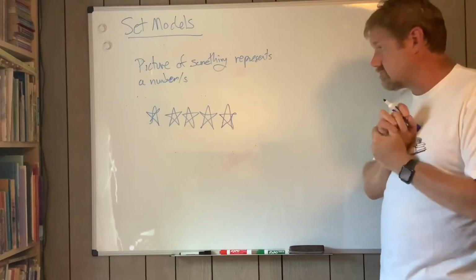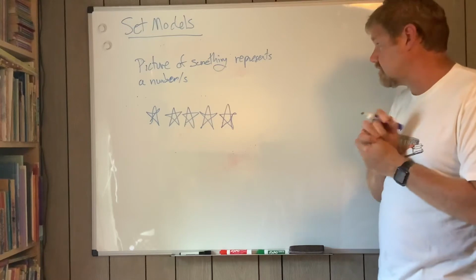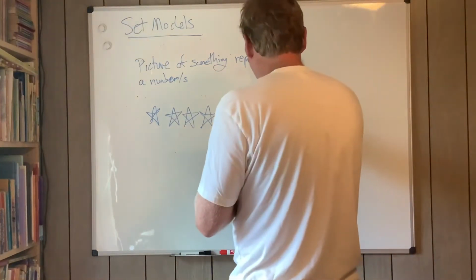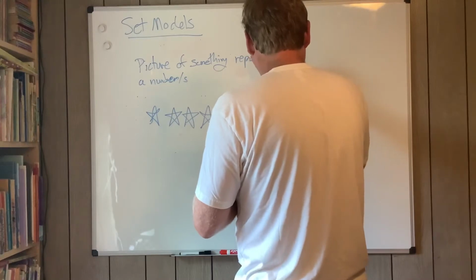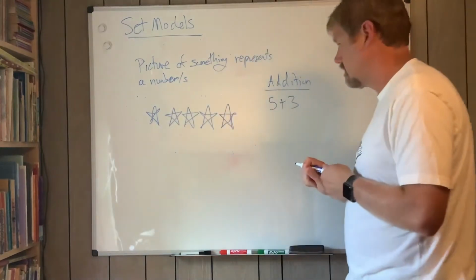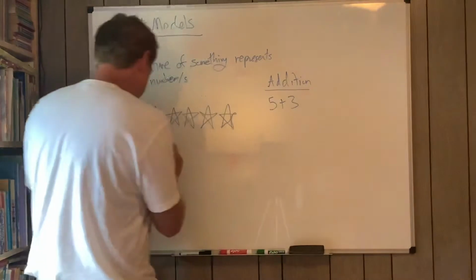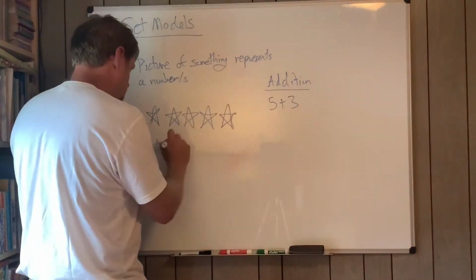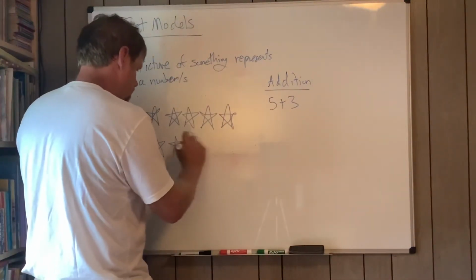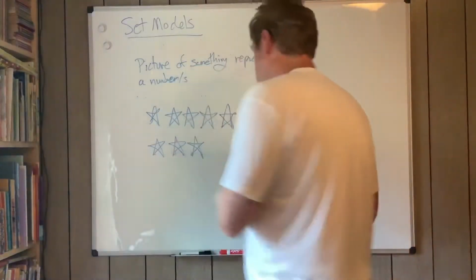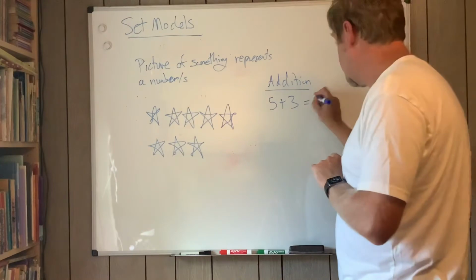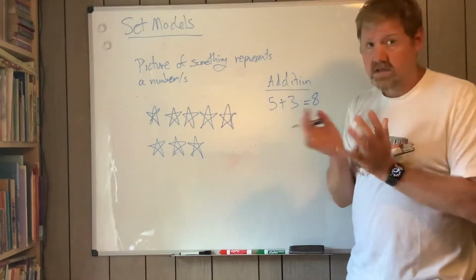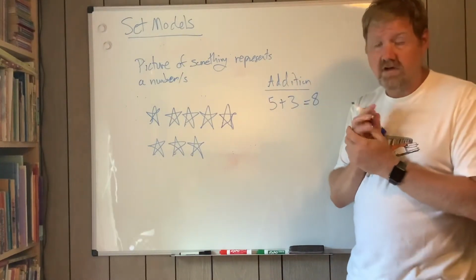And so one really, really simple thing with set models is, let's say we've got the operation 5 plus 3. So there's an addition problem. I'll write 5 things, and then I'll do 3 more. And then you just count them all, giving me 8. Okay, nothing too difficult here.